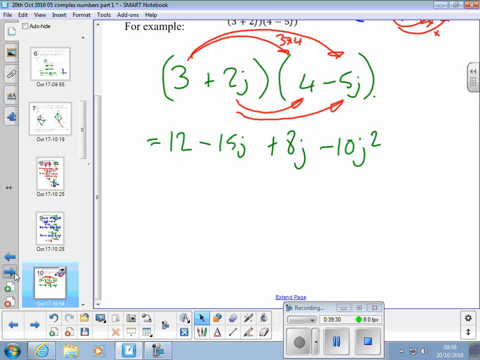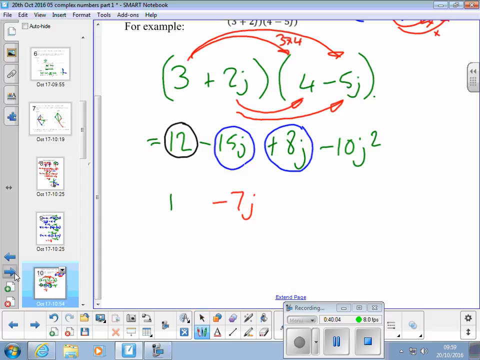We can then gather together terms that are the same. That's just a constant, leave that one for a minute though. We've got minus 15j's here, and we've got plus 8j's there. What does that make altogether? Minus 7j. Okay, what we've got on the end here, let's just leave that one as 12 for a minute.